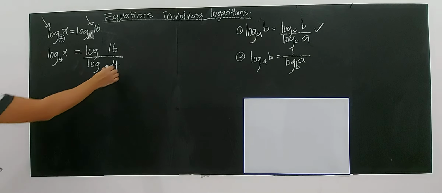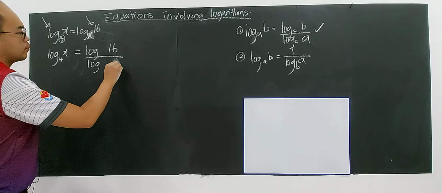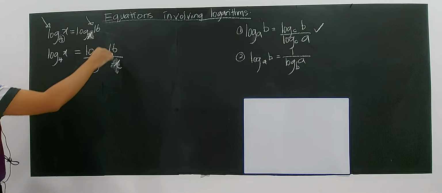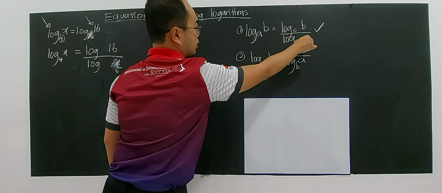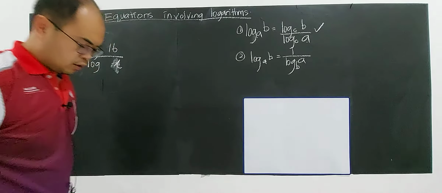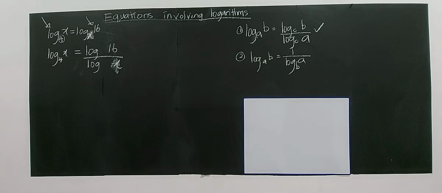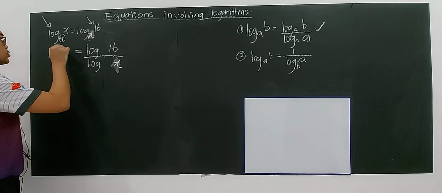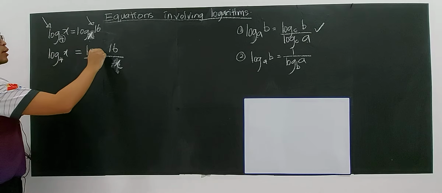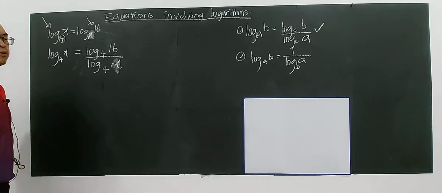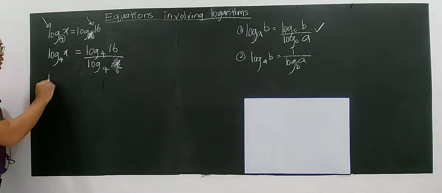Log base x, right? 16 over log base... log b over log a at c. So what do you think? What's the suitable base here? Of course, it must be 4, right? Because I'm going to change it such that it can have the same base as this 4. So I put 4. Now you can see it's very easy later.